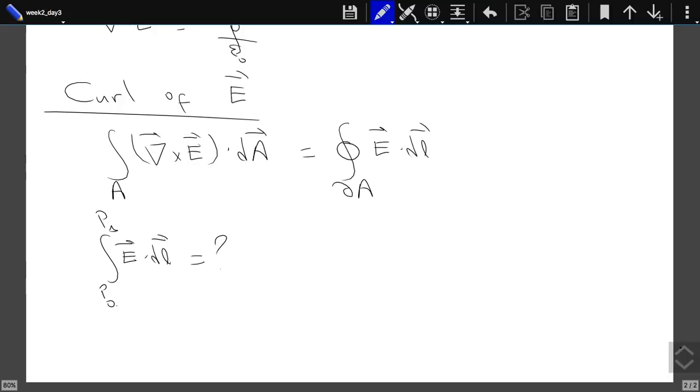Now, for simplicity, let's just take a single point that creates the electric field. So we have this plus Q charge. This is our point P0. This is our point P1. And let's just imagine such an arbitrary path.